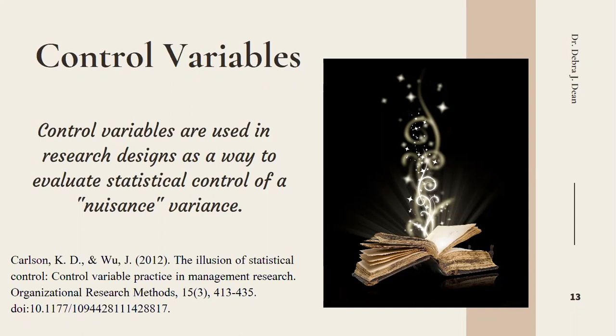But basically, control variables are used in your research as a way to control what they call nuisance variance. Basically, you want to find out, are there specific variables that may or may not influence your independent or dependent variables? So they're not truly your independent or dependent variables. A lot of times they're more of a demographic type variable like age, gender, job title, ethnicity, those sorts of things.